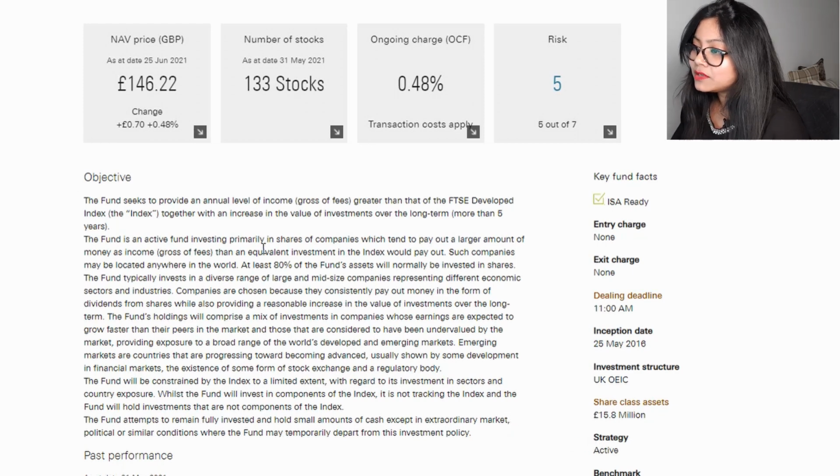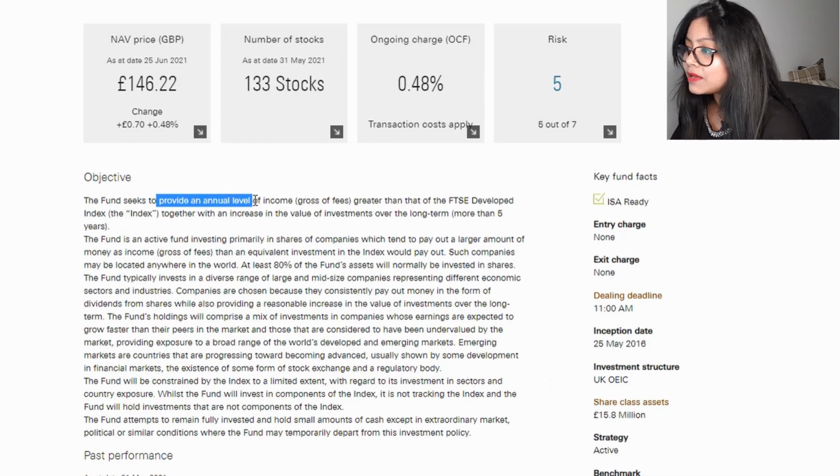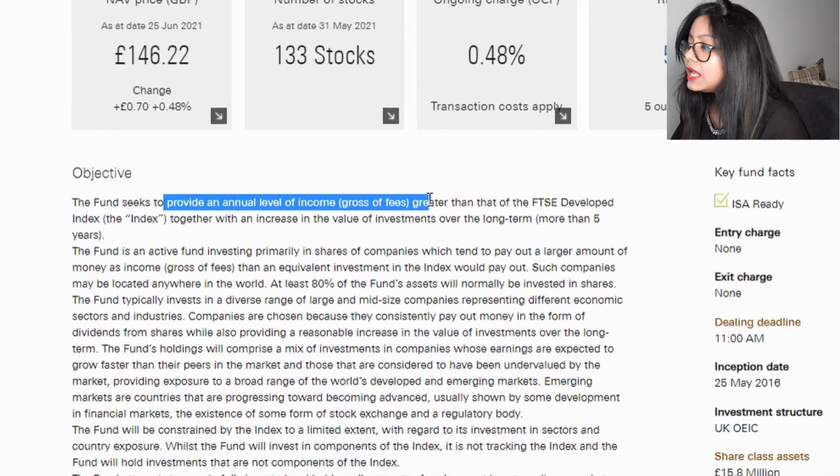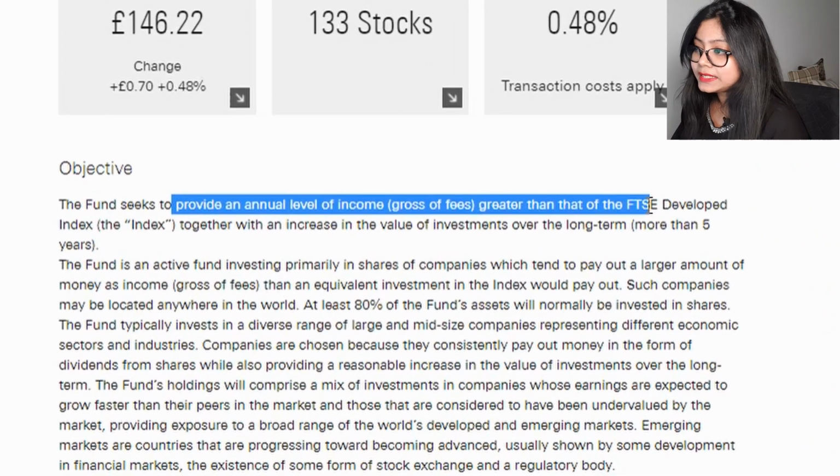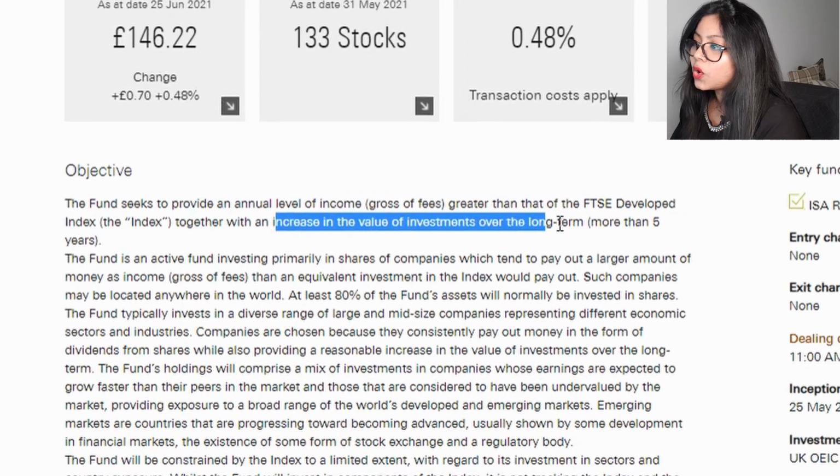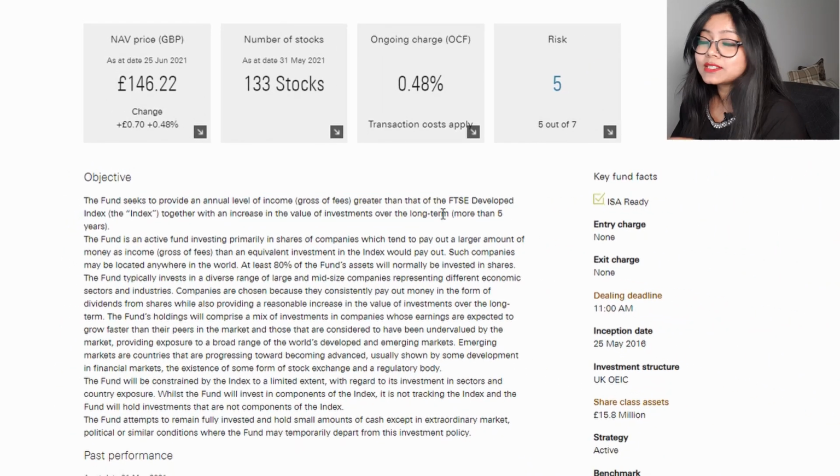The main objective of this fund is to provide an annual level of income. Here we're talking about dividends, which is greater than the FTSE Developed Index. The FTSE Developed Index is the benchmark of this fund. Together, they're going to try to keep up the value of your investment and grow it over 5 years or more. So what this fund is not promising you is to beat the benchmark. They are not promising you to do that, but they are promising you a higher level of dividend compared to the benchmark. This is a very important point for an investor to be aware of before investing in a fund, especially if it's an income fund that you are after.